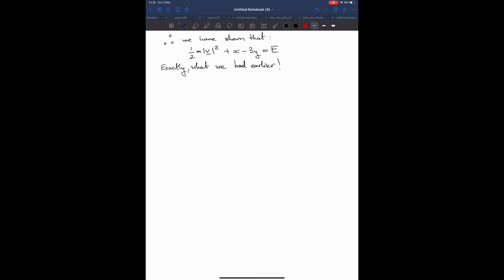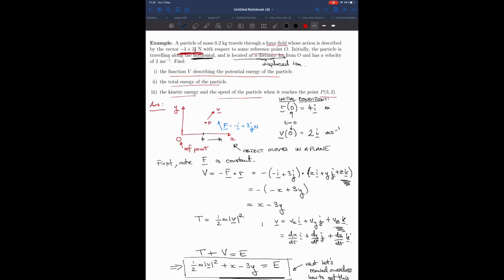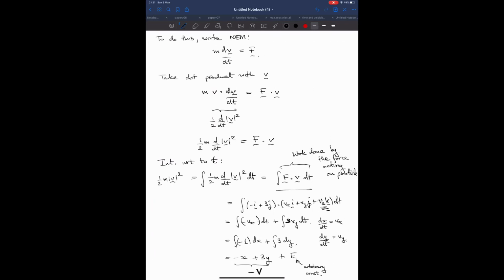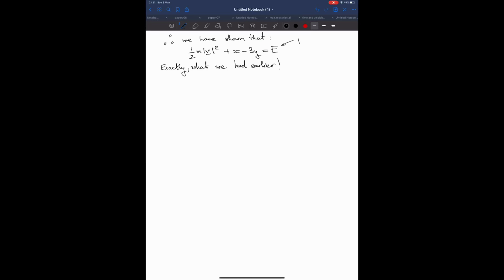Good. So now with this in place, this is our energy principle. Of course, by the way, this was the answer to the first part. Let me just cordon this off. That's your potential energy, V. Now for part 2, we're looking at total energy. So we know this is the total energy. But we're told to find the total energy. What is it? Well, how are we going to find it?